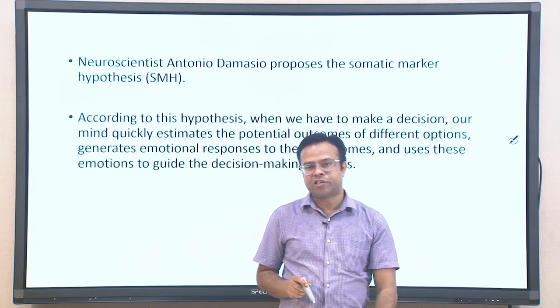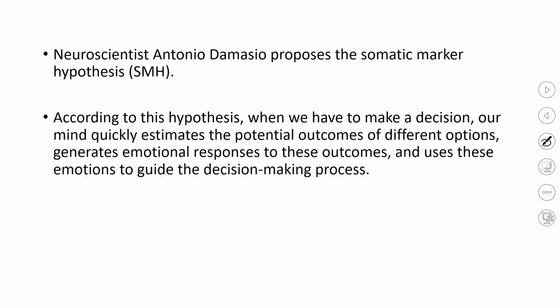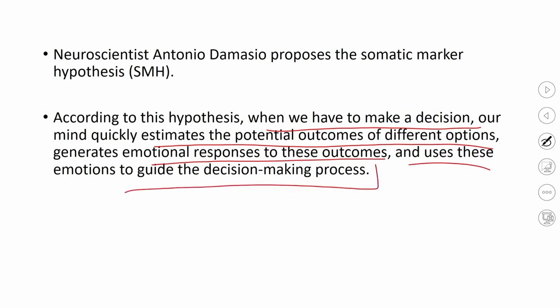Neuroscientist Antonio Damasio proposed this somatic marker hypothesis. According to this hypothesis, when we have to make a decision, our mind quickly estimates the potential outcome of different options, generates an emotional response to these outcomes, and uses these emotions to guide the decision making process. So, very simply, when we are about to make a decision, our mind estimates the potential outcomes: what will happen if I take this decision. According to the outcomes, the mind also generates an emotional response. If the outcome is X, emotions are automatically generated for X. If the outcome is Y, emotions are also generated for Y automatically, and this emotion guides the decision making process.